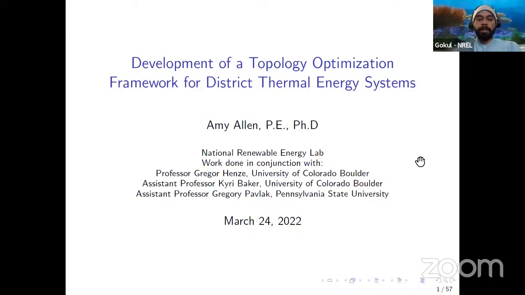So today's speaker is Amy Allen from NREL. She has worked on modeling and software development related to district energy systems in her tenure there. She holds a PhD in architectural engineering from the University of Colorado Boulder. Prior to joining NREL, Amy worked as an engineer at KW Engineering in Oakland, California.